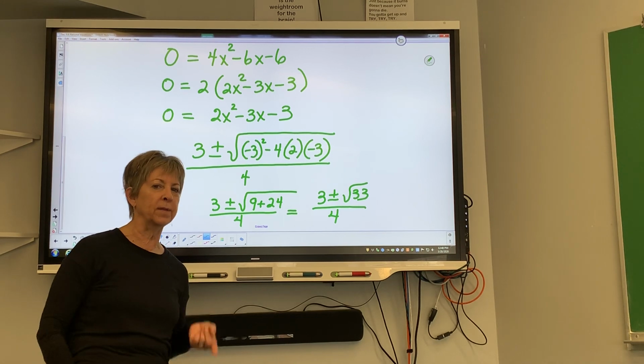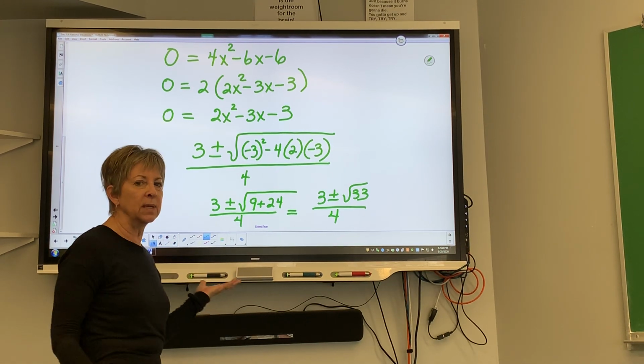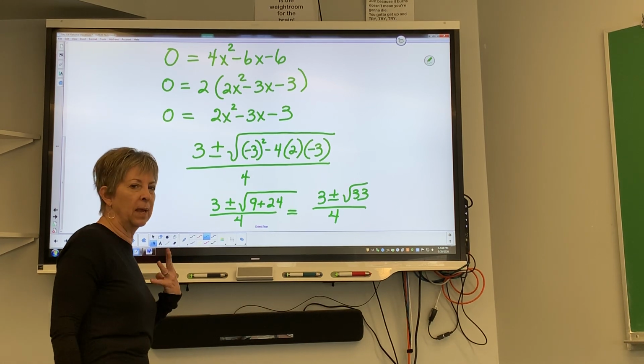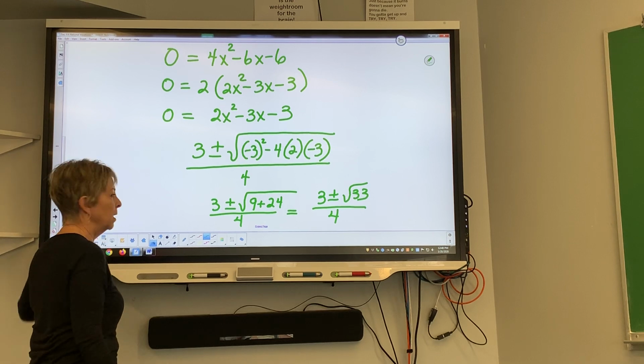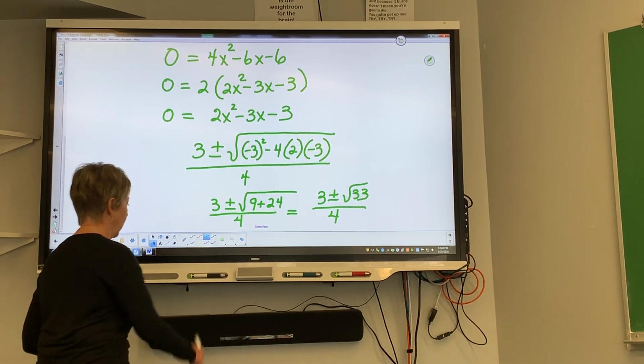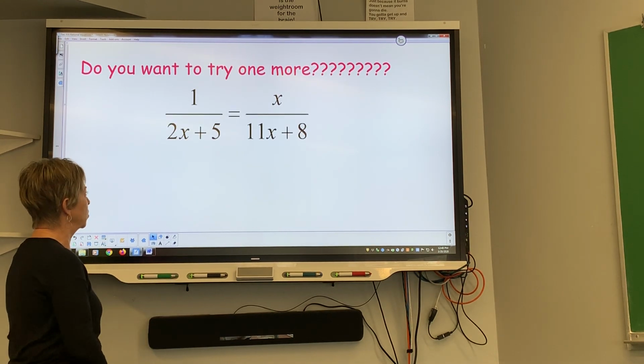Should have probably worked this problem out before I did the video, but that's good. I want you to understand that maybe not all of them are going to be factored. I feel like maybe I made a mistake, but if I did, you'll tell me in one of the Zoom sessions, right? Okay. All right, so do we have another one? Do you want to try one more?